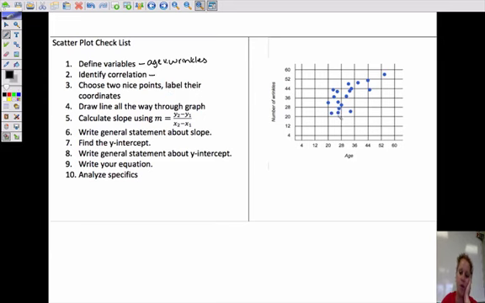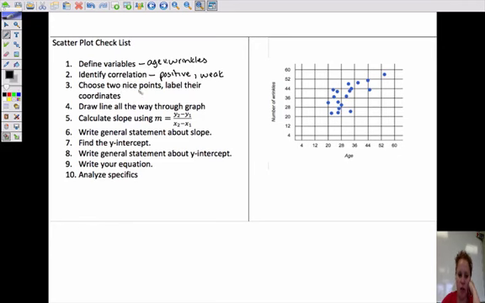Identify correlation. Well, it's going up, so that means it's positive. And you could maybe argue that it was strong. You could maybe argue that it was weak. It's definitely positive, and let's just say it's weak. You could argue it's strong. As long as you have a good argument, you'll be fine.